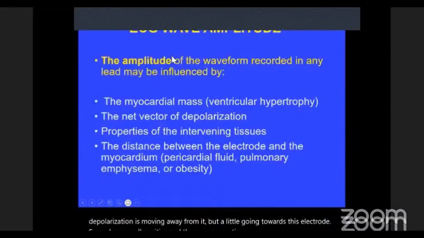Remember the ECG waveforms, the amplitude is variable. It depends on the myocardial mass. So if somebody has ventricular hypertrophy, we will see bigger R waves than somebody without it. It also depends on the net vector of depolarization, the properties of the intervening tissues, and the distance between the electrode and myocardium. If somebody has pericardial fluid separating the heart from these electrodes, we will have a small signal. The same for somebody with pulmonary emphysema or obesity, the electrodes are away from the heart, so the signal would be low because of these factors.